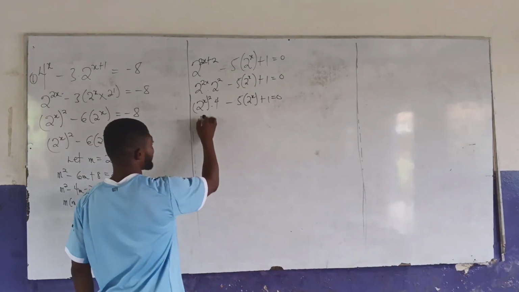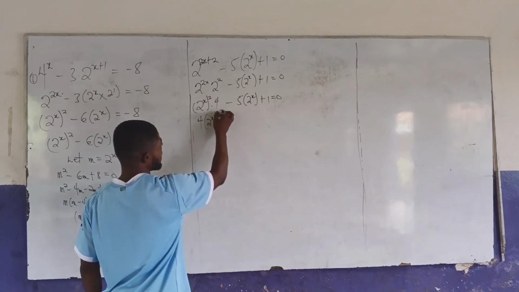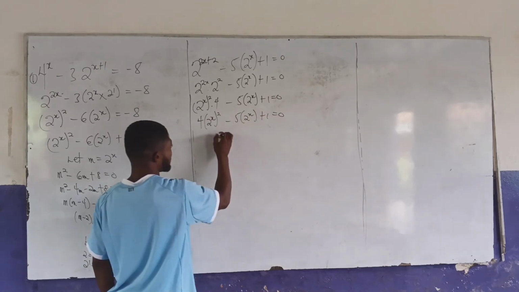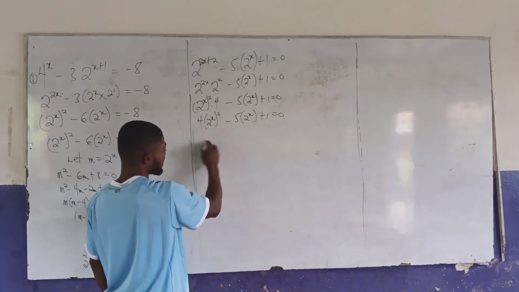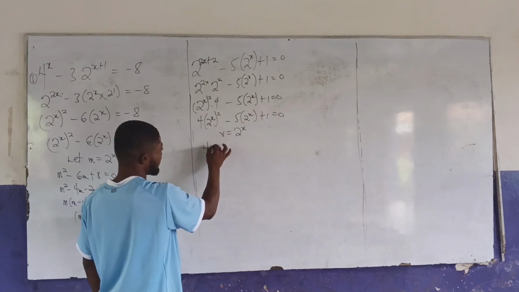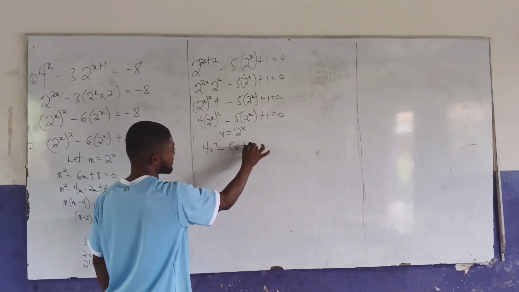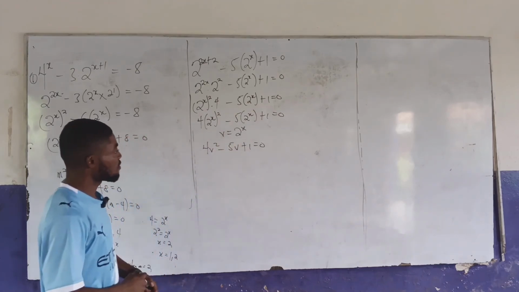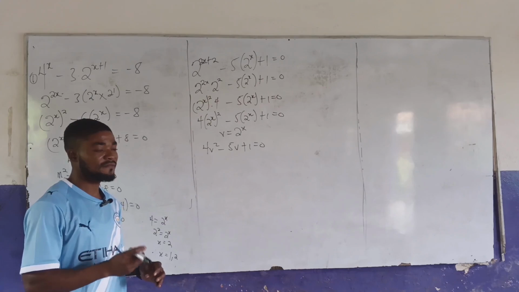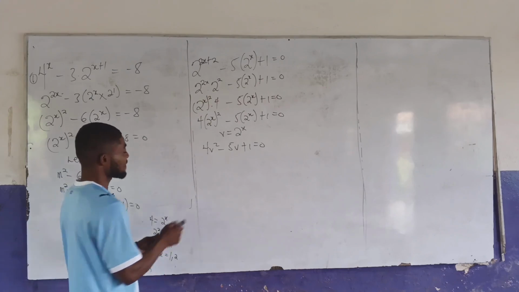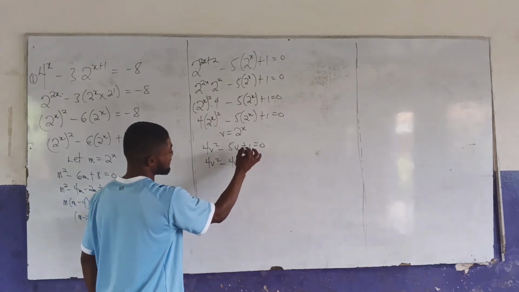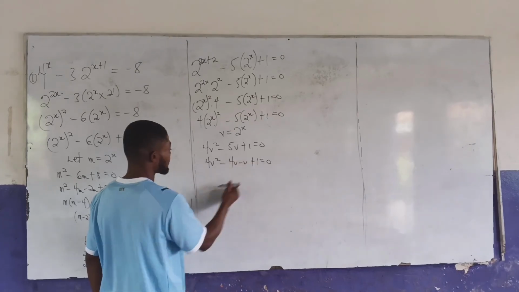And so from here, we have 4 of 2 to the power x all squared minus 5 2 to the power x plus 1 is equal to 0. We let a variable, say v, be equal to 2 to the power x. So we get 4v squared minus 5v plus 1 is equal to 0. 4 times 1, that should be 4. Factors of 4 such that when we multiply, we get 4, but when we add, we get minus 5. So 4v squared minus 4v minus v plus 1 is equal to 0.